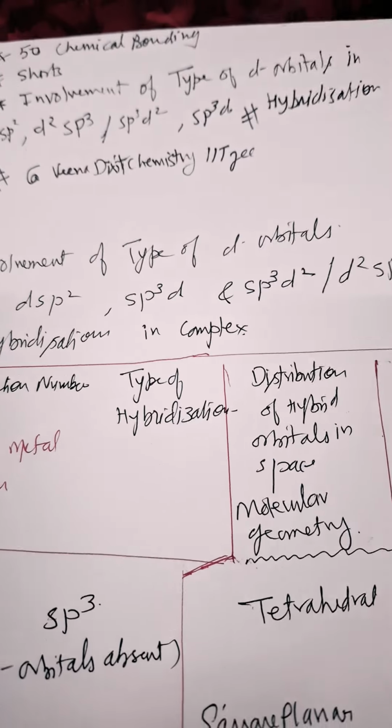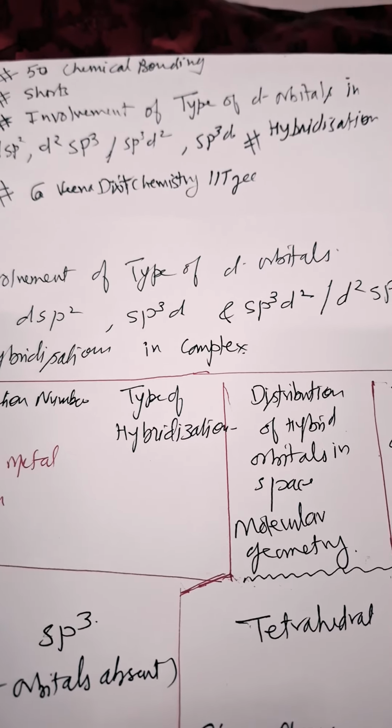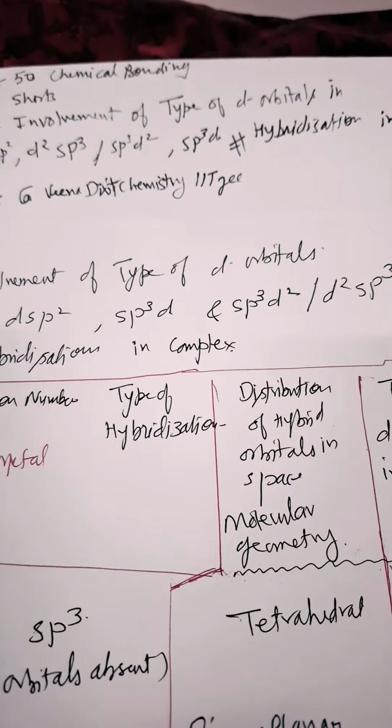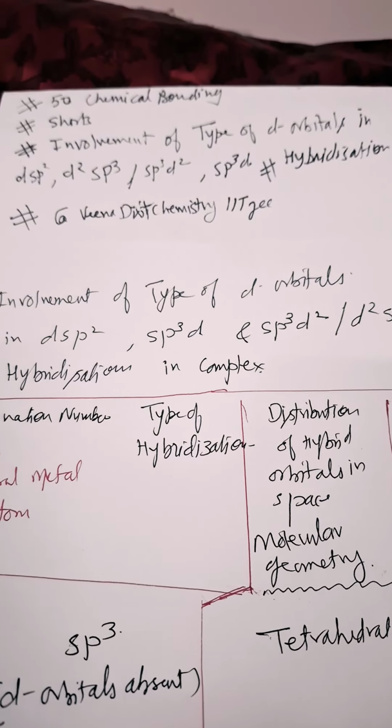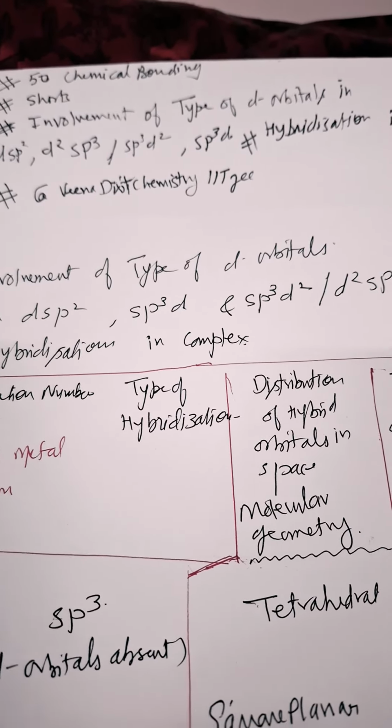Hello students, here we discuss chemical bonding: the involvement of the type of d orbitals in dsp2, d2sp3, sp3d2 and sp3d hybridization in complexes.